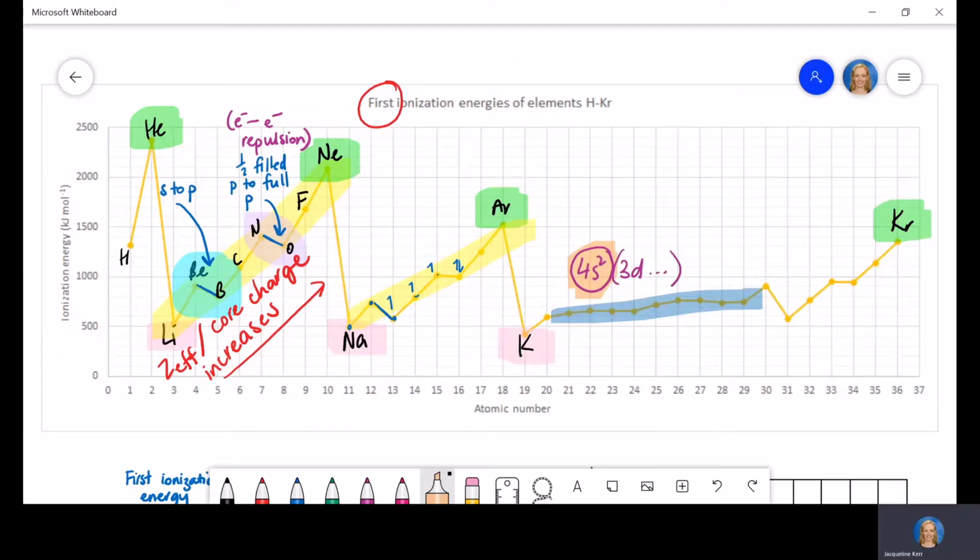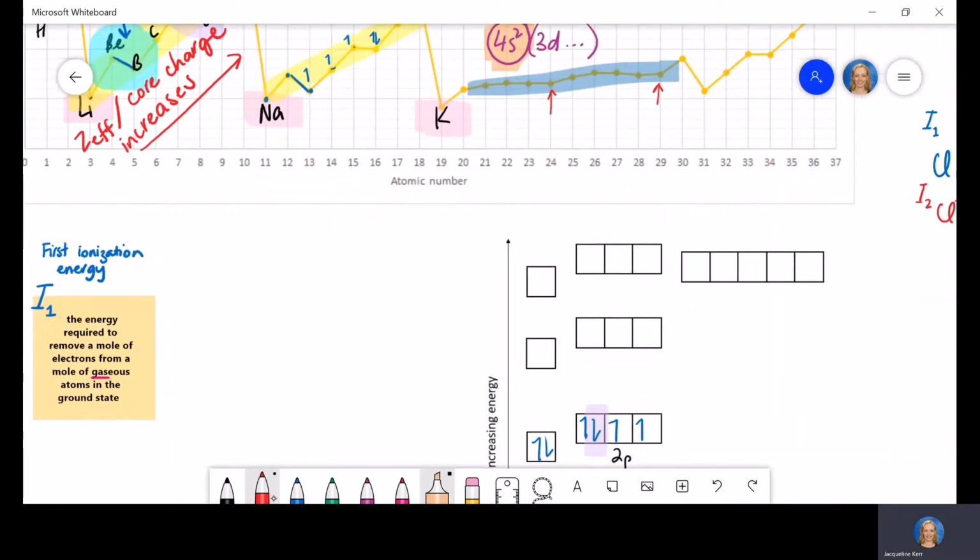You might be interested to note things like chromium, for example, and copper that have the 4s1. And there are some other strange things that happen if you look a bit more into transition metals and what happens when they ionize. The 4s and the 3d, if we were down here, for example, I should put 3s, 3p, and that's 3d over here. And then 4p. So we fill like this.